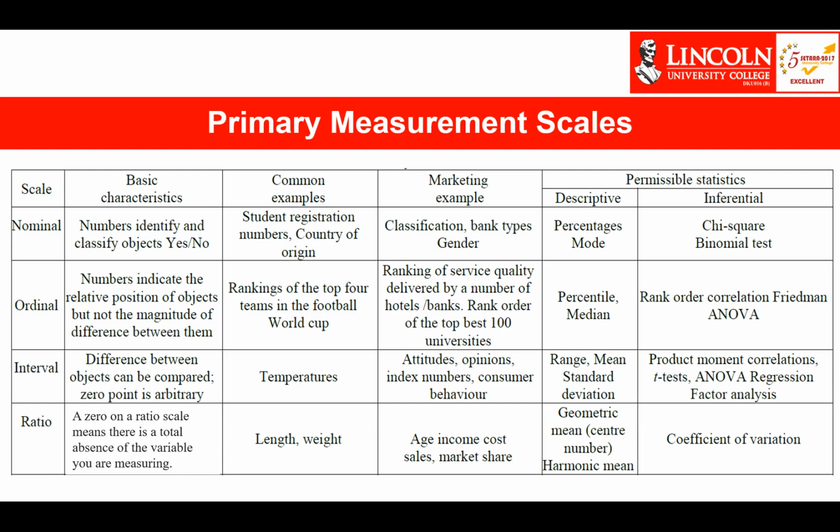For ratio, a zero on a ratio scale means there is a total absence of the variable you are measuring. A common example of a ratio scale is length and width.